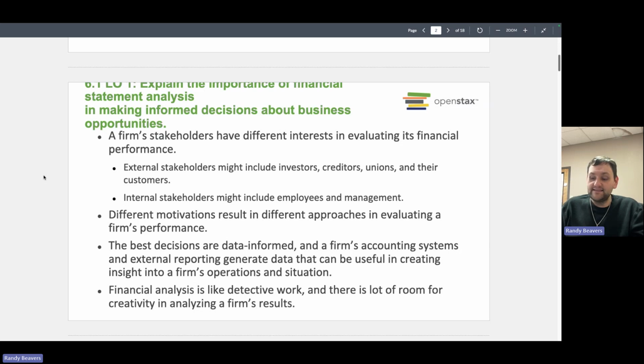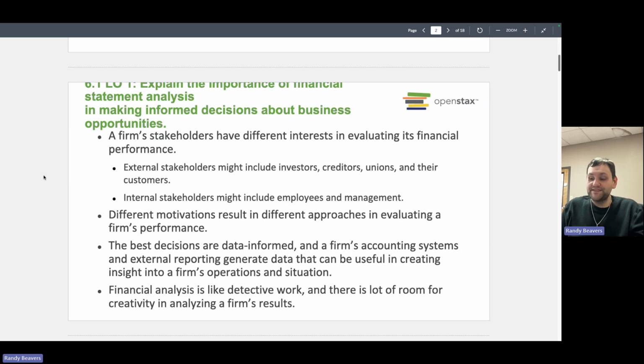Financial analysis is light detective work, and there's a lot of room for creativity in analyzing a firm's results. However, note that this analysis is subject to some limitations. Past performance is usually assumed to be an indicator of future performance, but this is not always the case. Accounting standards can differ across firms in the same industry. Financial reporting is based on estimates that may vary widely, and data can be skewed by economic conditions.